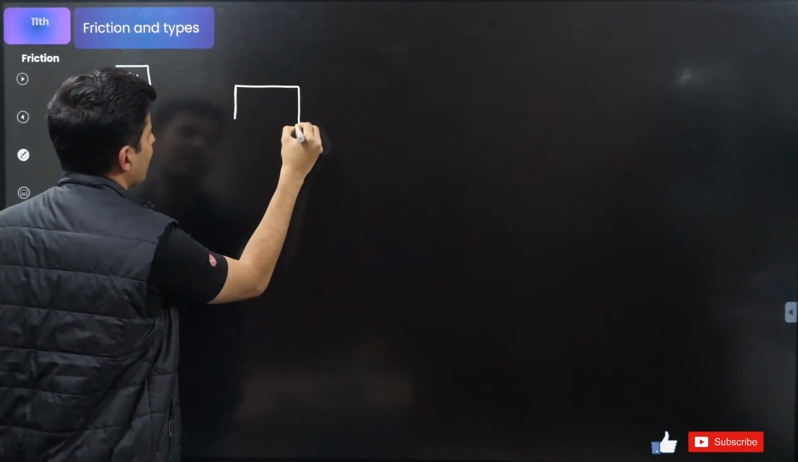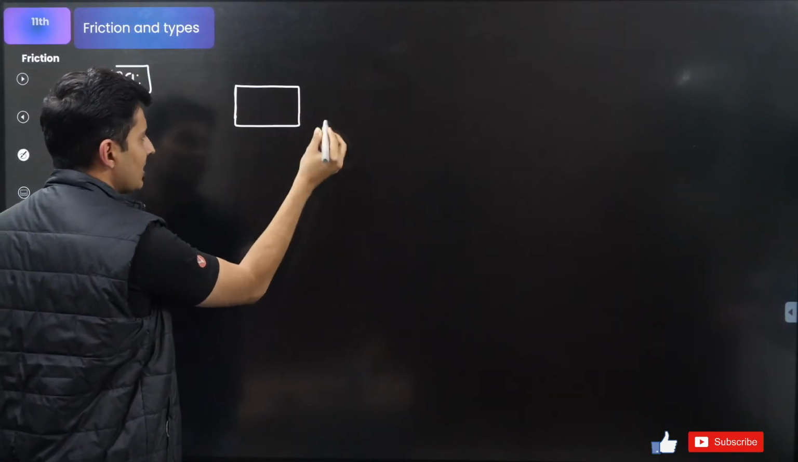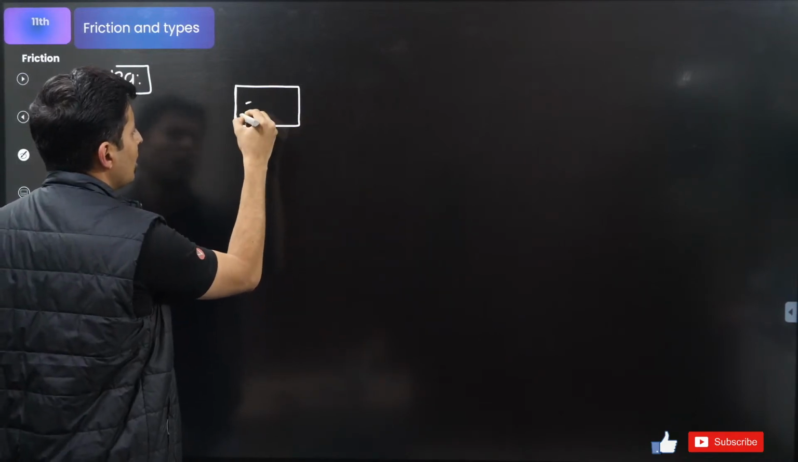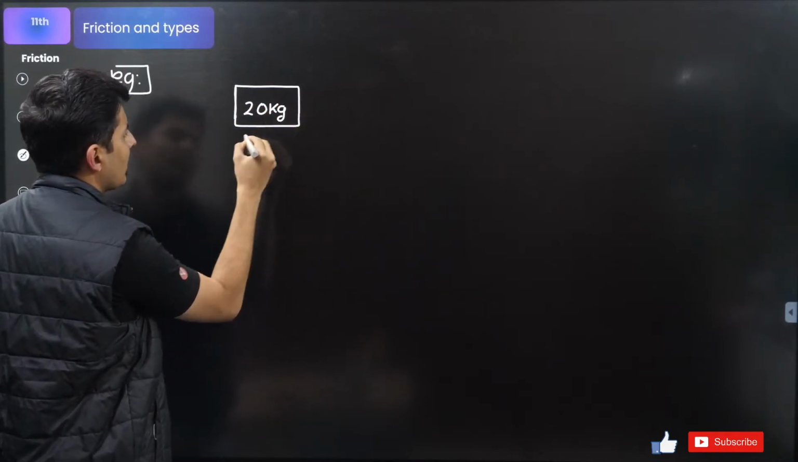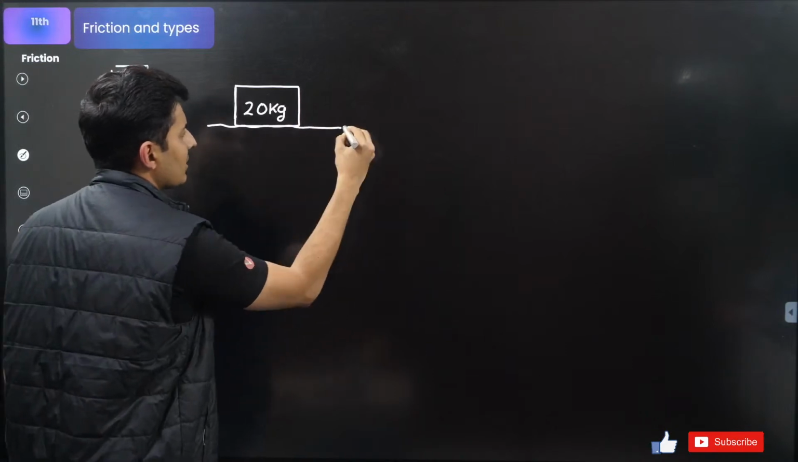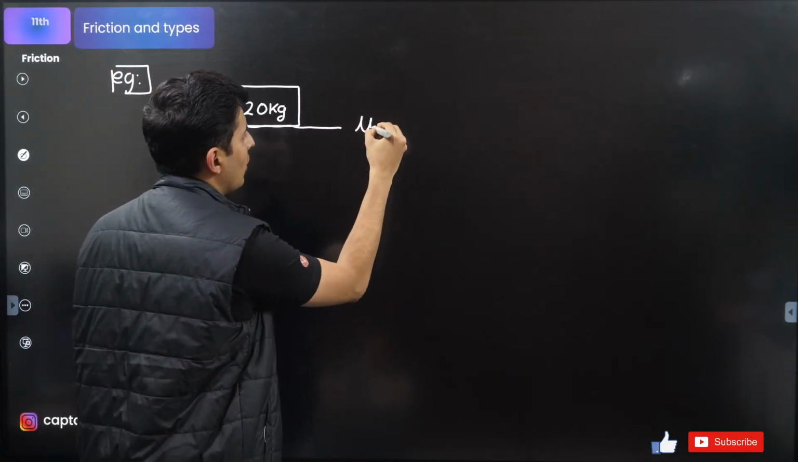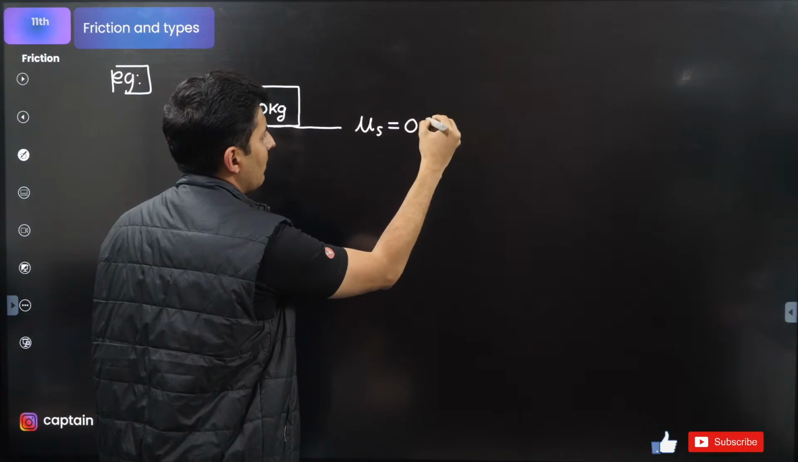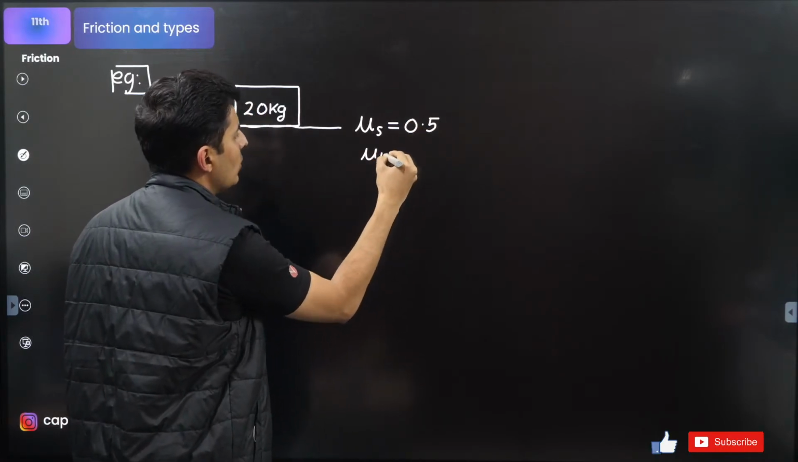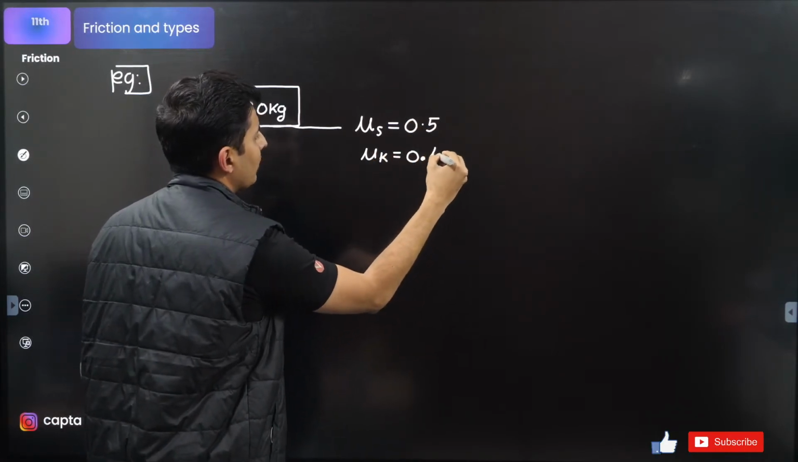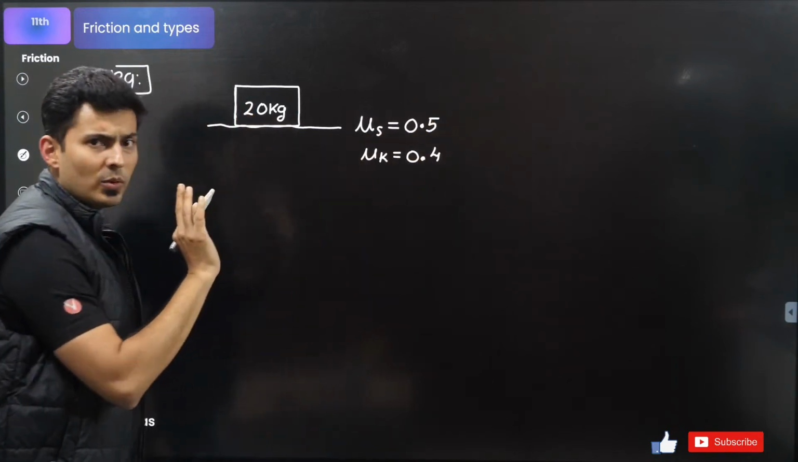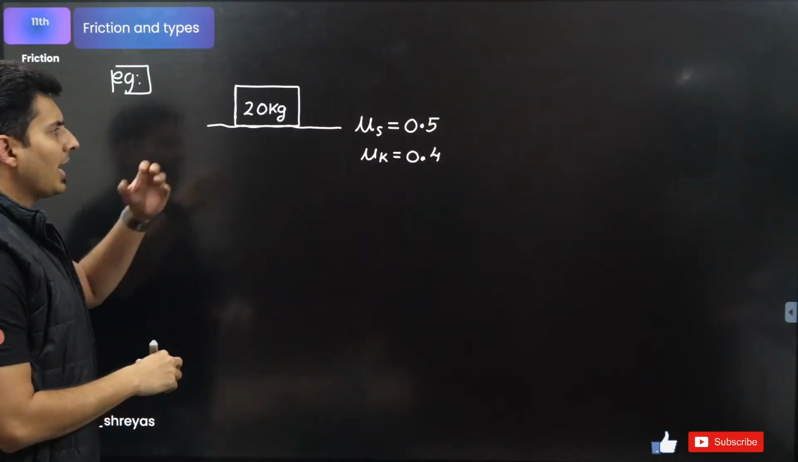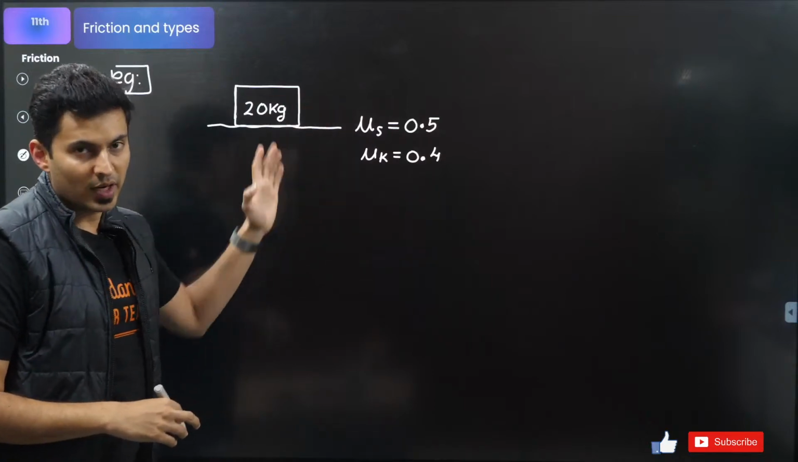Imagine that there is a mass over here. That mass is, let's say, for example, 20 kg, just for the sake of it. It's on a surface. That surface has a value of mu s, for example 0.5, and mu k equals 0.4. This is the value of mu s and mu k given. From this, I can find everything about the frictional forces.